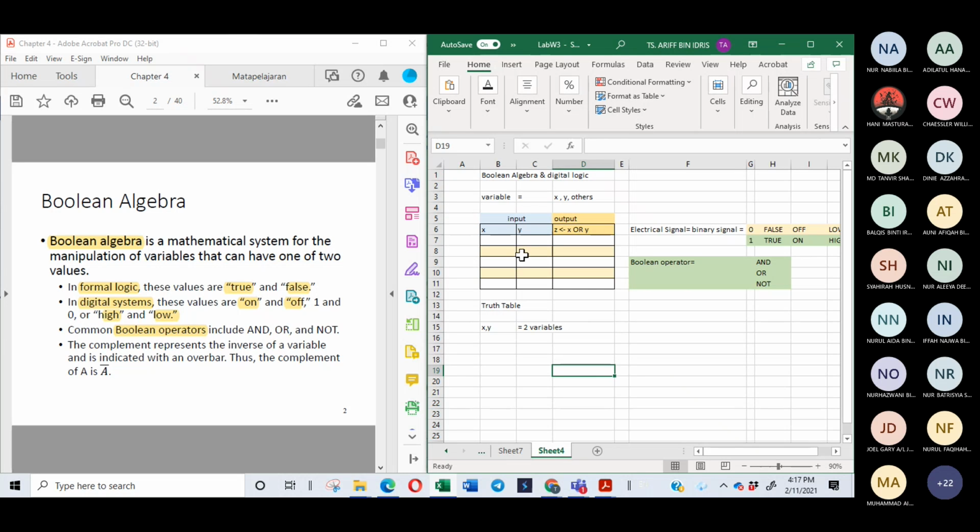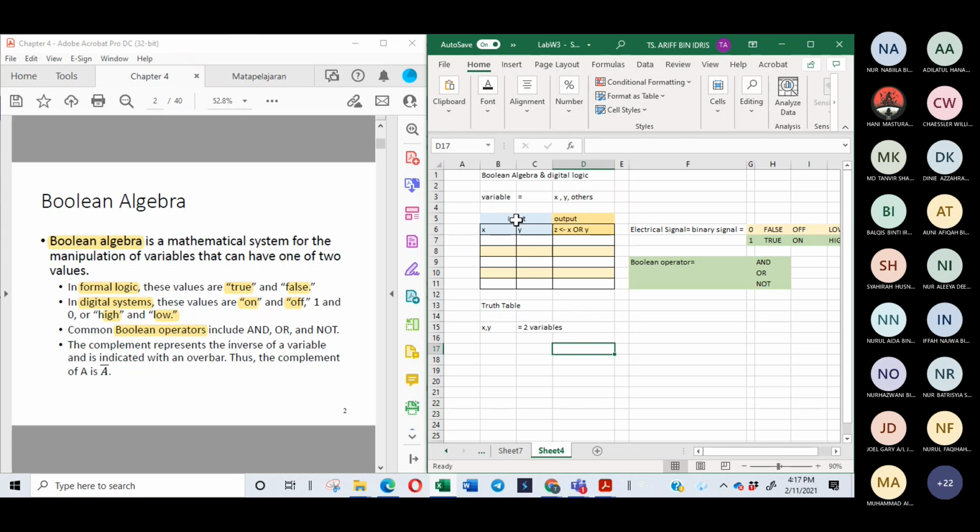Okay, class, have you copied the first task I have given to you? Done, class? Done, sir. Okay, any questions so far? Ada soalan ke?